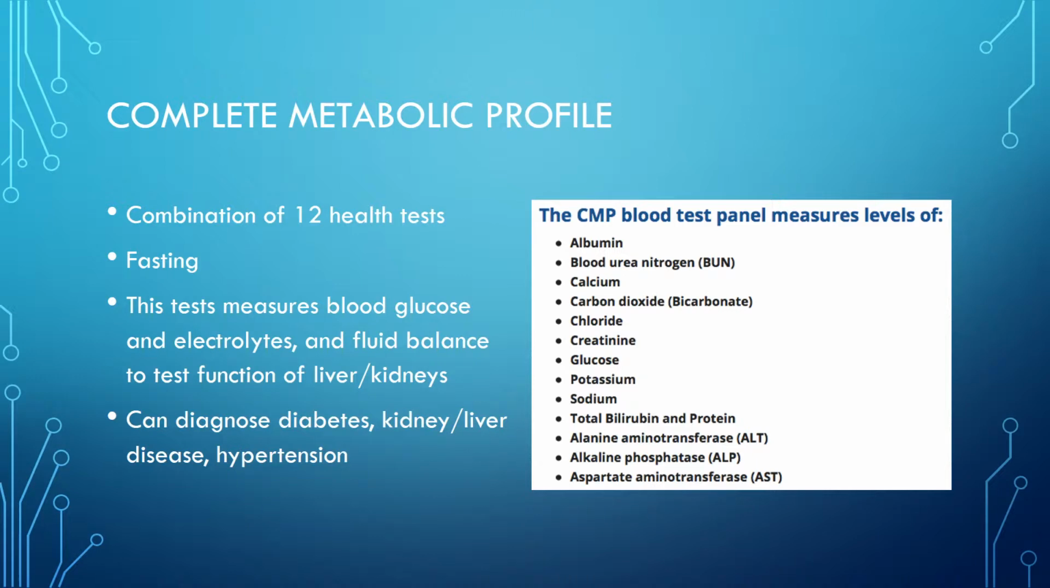The first test is a complete metabolic profile, or CMP. This test is a combination of testing for 12 chemicals and minerals in the body. I also have those minerals and chemicals listed on the picture on the side. The test reads better natural results if the patient has fasted prior to the exam. This test can diagnose problems such as diabetes, kidney, liver diseases, or hypertension.